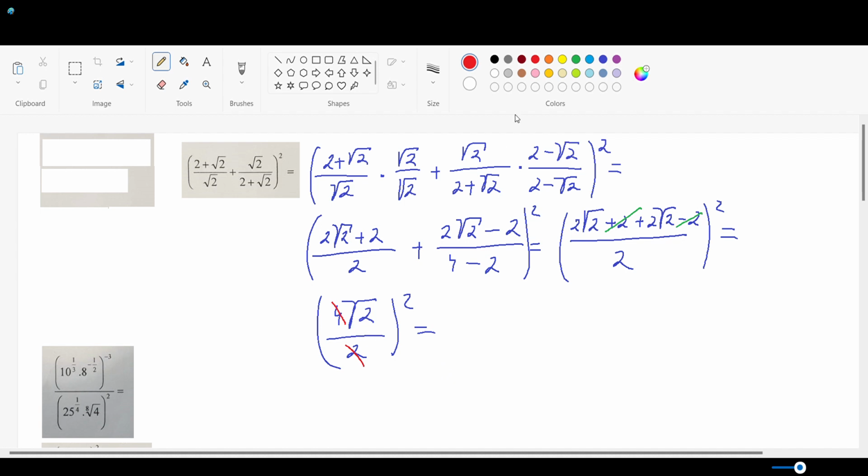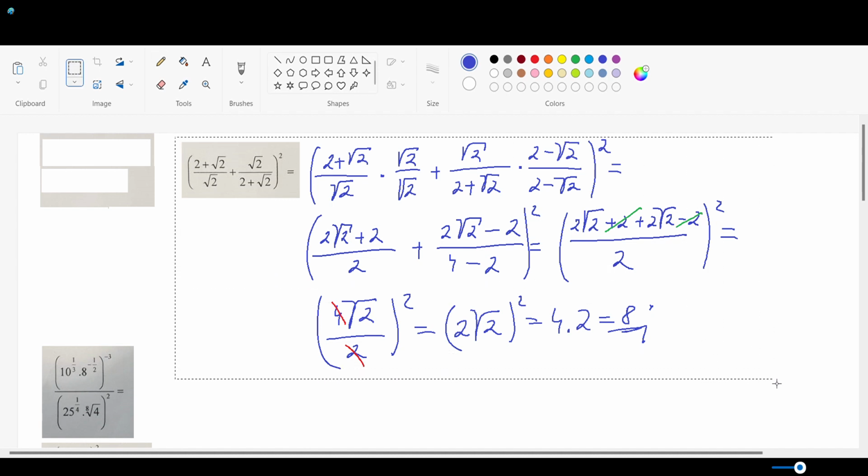So then this would be 2 times square root of 2, the whole thing squared, which means 4 times 2, and this is 8. Very nice number. I'm happy with that because I know this is my result. Okay, very easy.